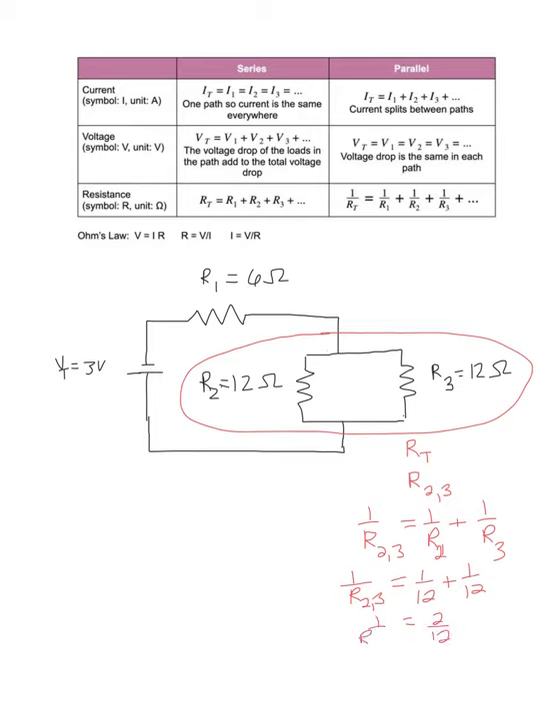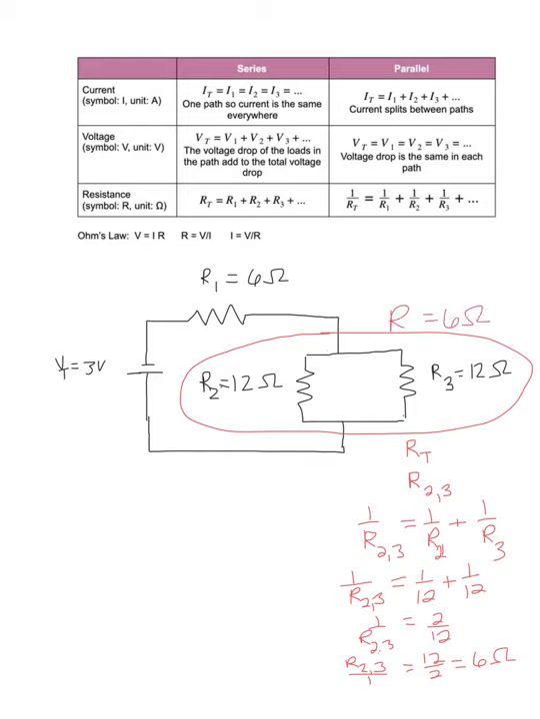So 1 over R for resistors 2 and 3 is 1 over 12. And then we'll flip both sides. So R of resistors 2 and 3 over 1 will be equal to 12 divided by 2, or 6 ohms. So these two resistors in parallel is like having just one resistor of 6 ohms, which was like our last series circuit where we had 6 ohms and 6 ohms right beside each other. So this right here is just like having a resistor of 6 ohms between those two.